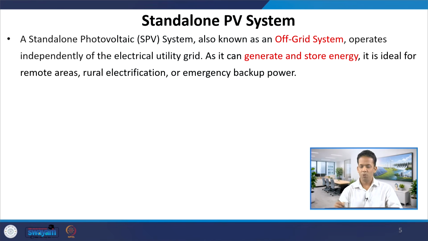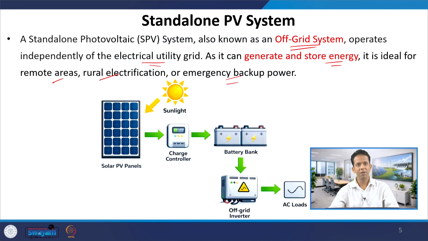Now, coming to the standalone PV system. It is also known as an off-grid system. It operates independently of the electrical utility grid. Since it can generate and store energy, it is best suited for remote areas, rural electrification, or areas where there is a need for emergency backup power.